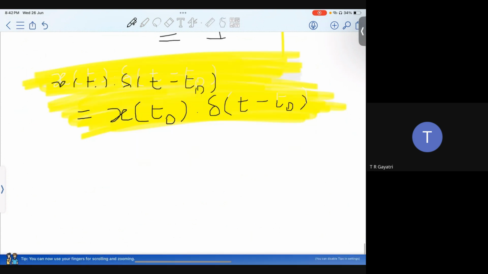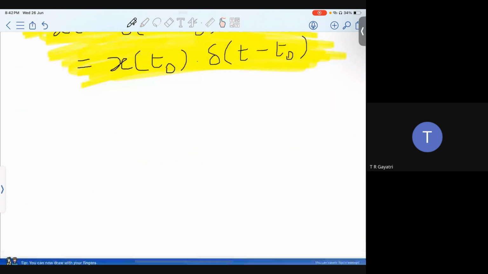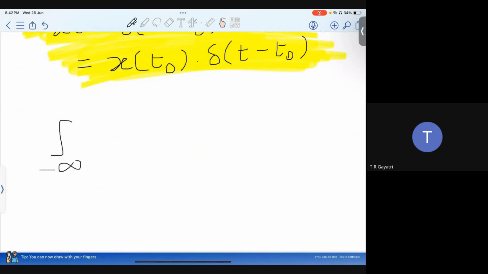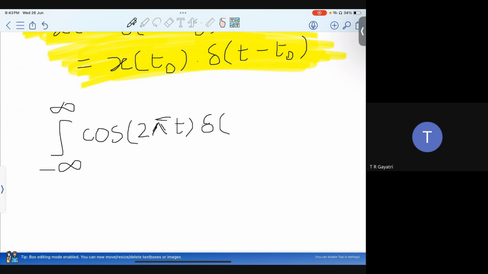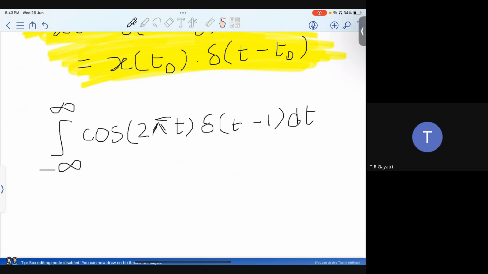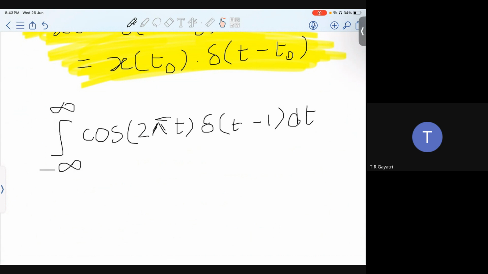Okay, take this signal. Integral from minus infinity to infinity, evaluate cos 2 pi t times delta of t minus 1 dt. Can someone tell me what happens to this? So let me solve this particular example.